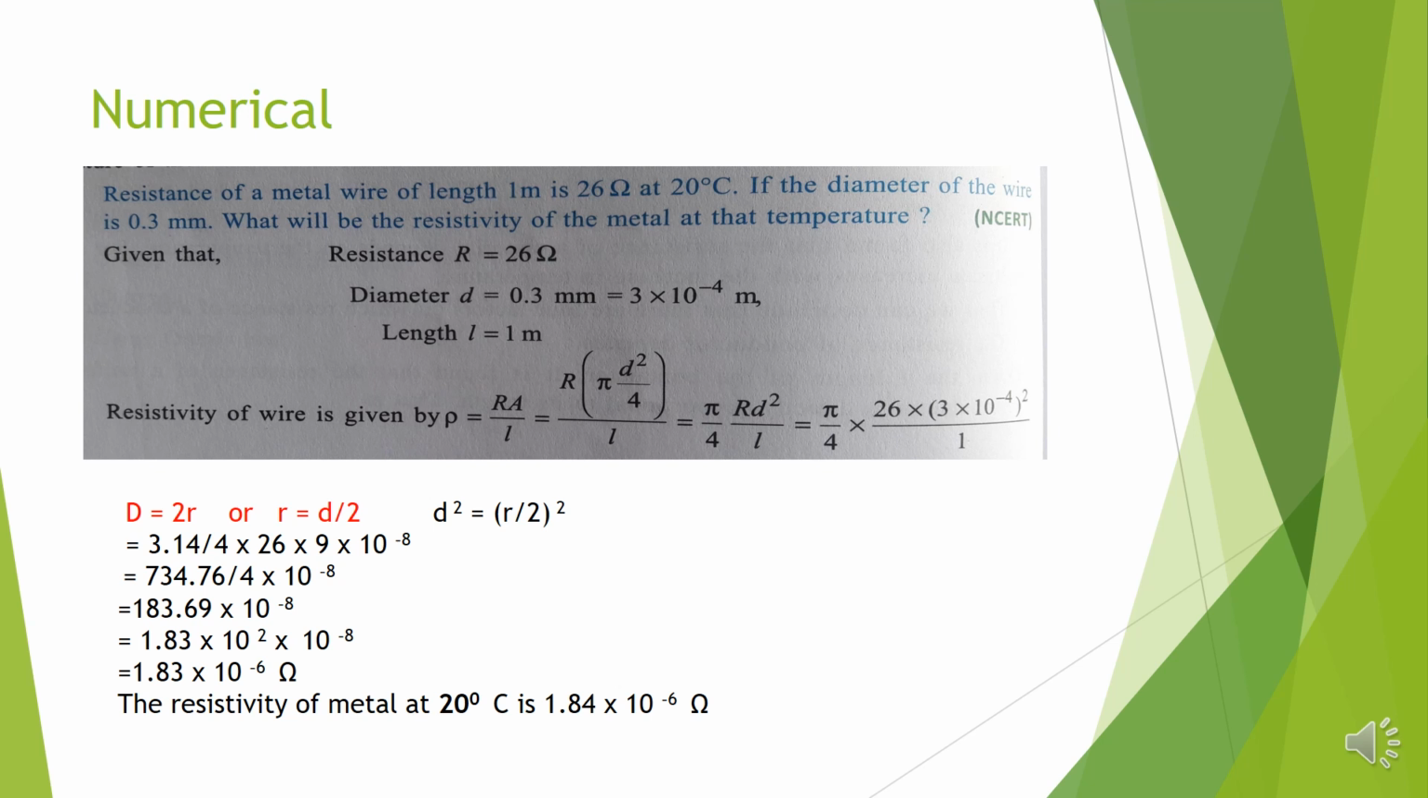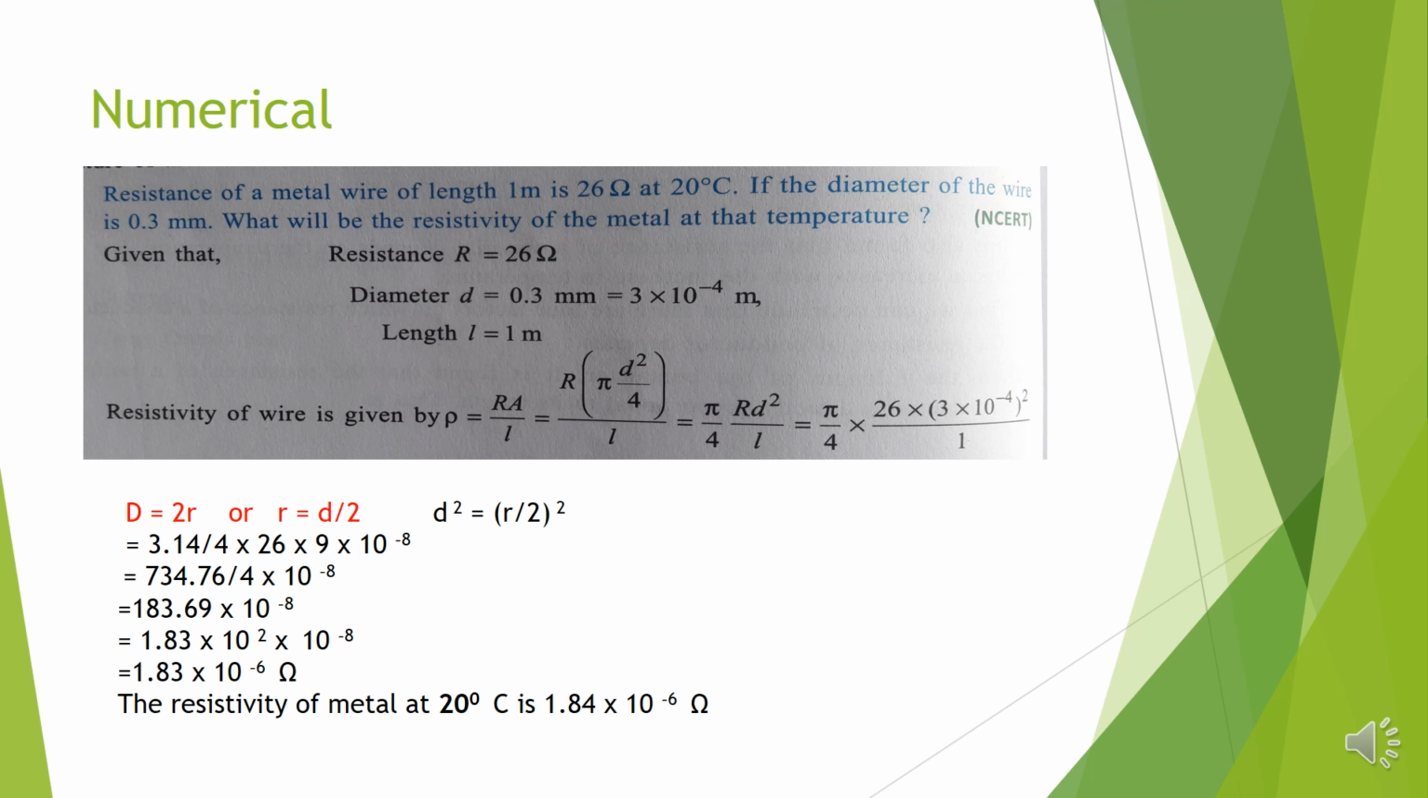So first you convert millimeter to meter: 3 into 10 to the power minus 4 meter, because millimeter to meter means dividing by 1000, but since it is given as 0.3, it will be 10 to the power minus 4. Length is 1 meter. Write the formula: rho is equal to RA by L.